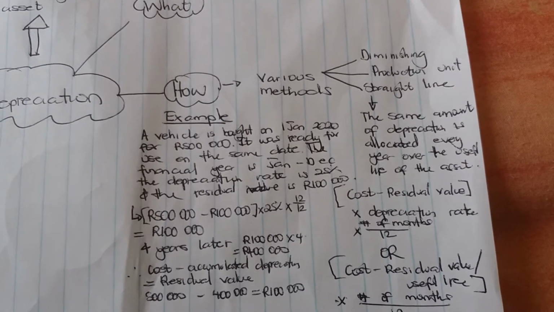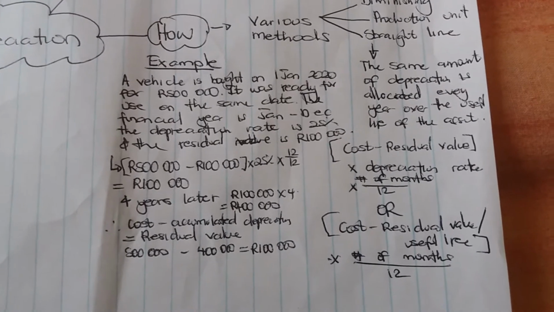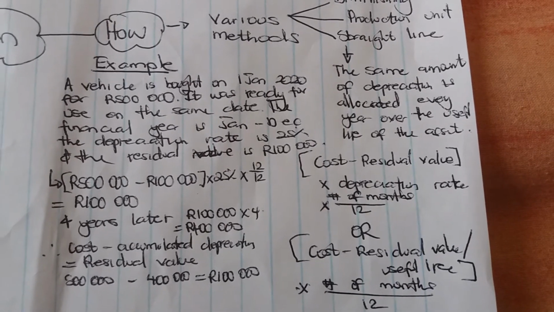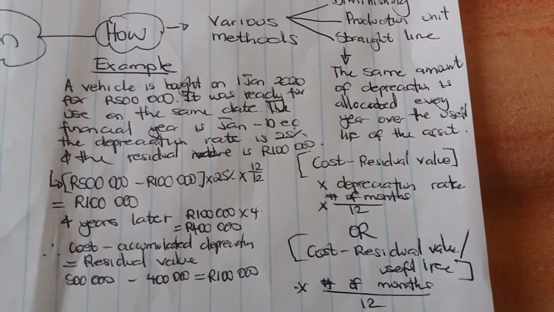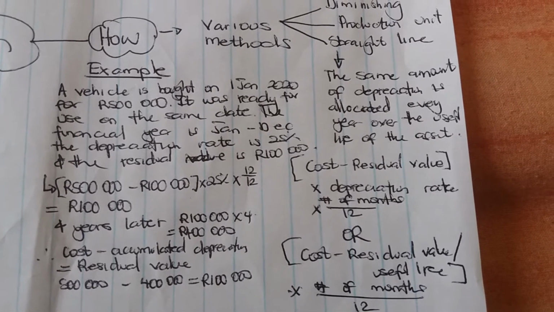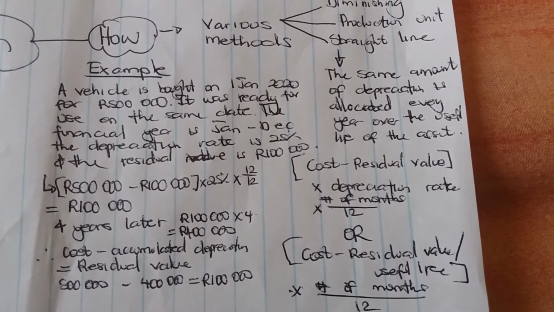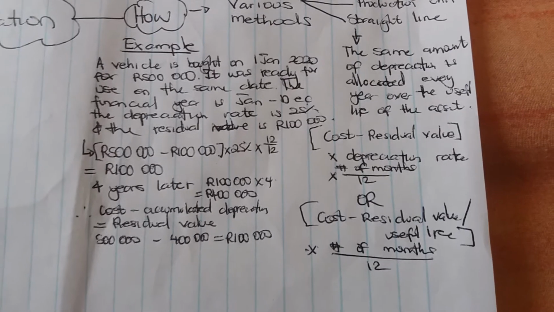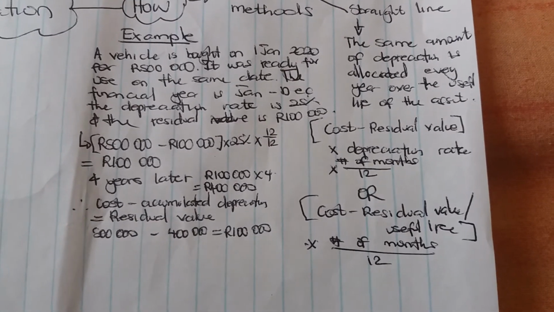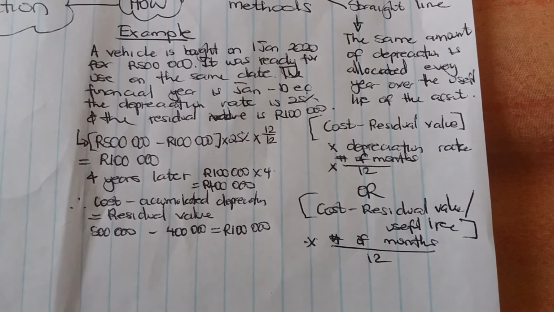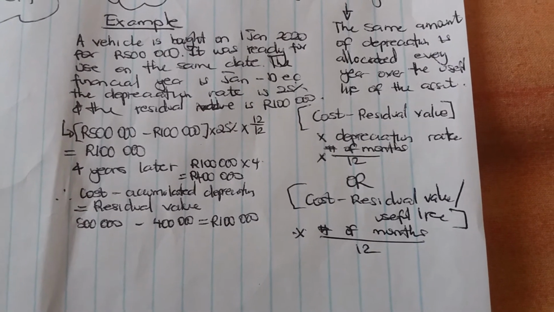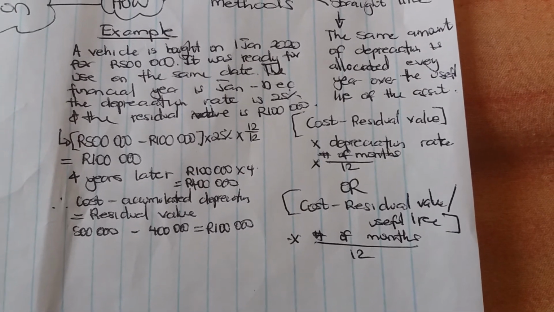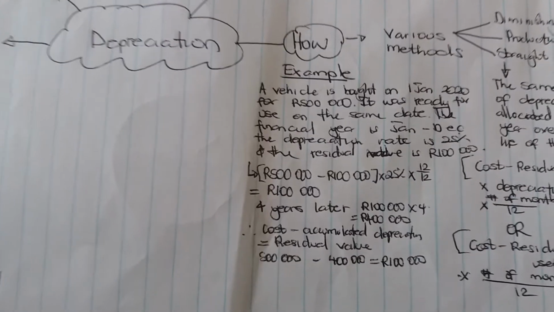There are two different formulas you can use to calculate the straight line. One, it's cost minus residual value times the depreciation rate, which will be given, times the number of months the asset was ready for use in the financial year divided by 12. Or if you're not given the depreciation rate, then you say cost minus residual value divided by the useful life times the number of months an asset was available for use in the financial year divided by 12. Now we'll move to our example.